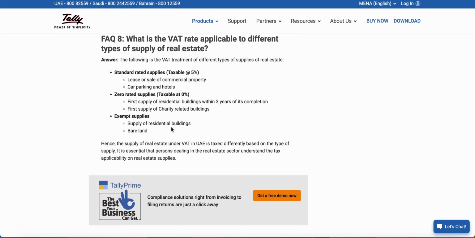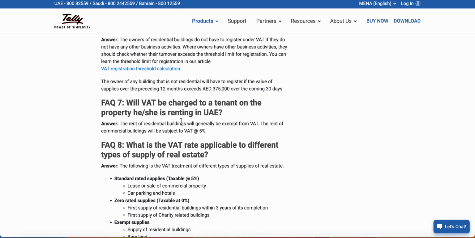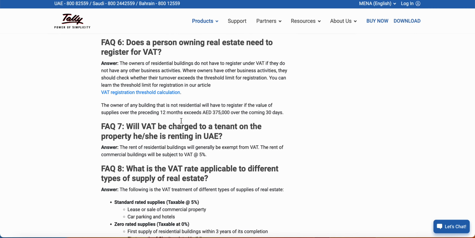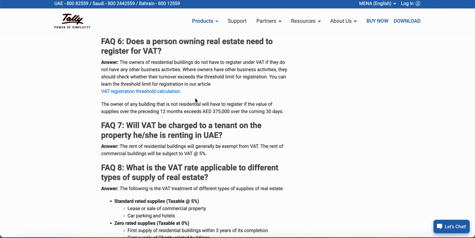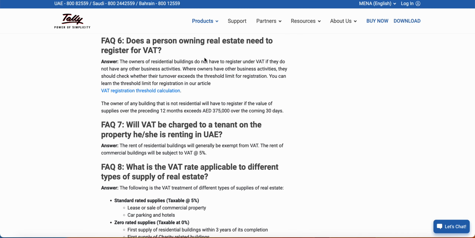Looking at these tax rates, many questions may have come to your mind. Let's see how many we can answer through these very well designed FAQs. So, does a person owning real estate need to register for VAT? Meaning that if you own a residential building, as it says here. The answer is the owner of residential buildings do not have to register under VAT if they do not have any other business activity.